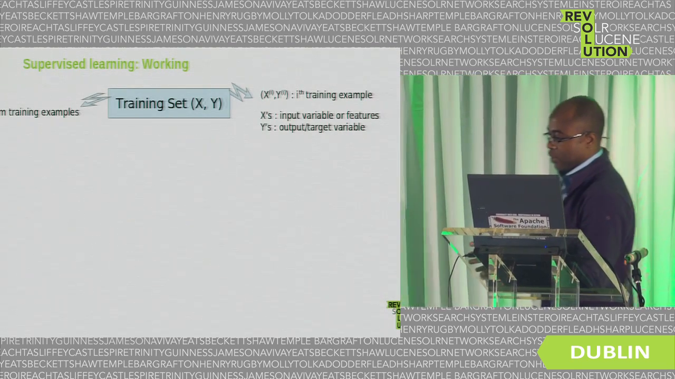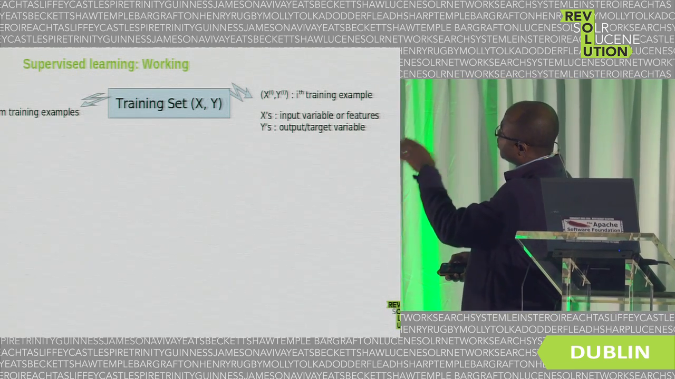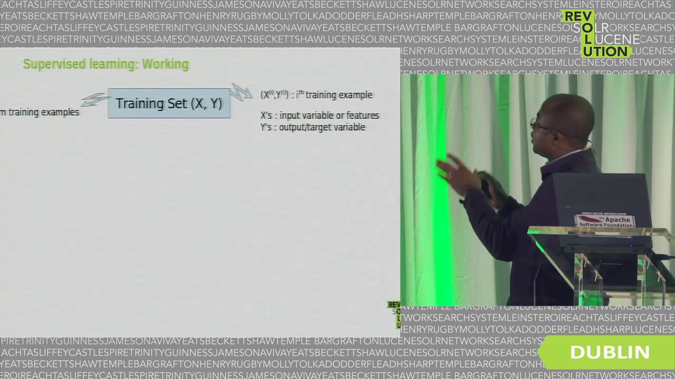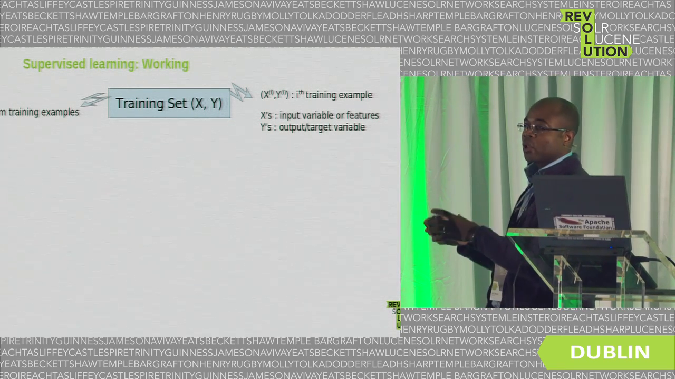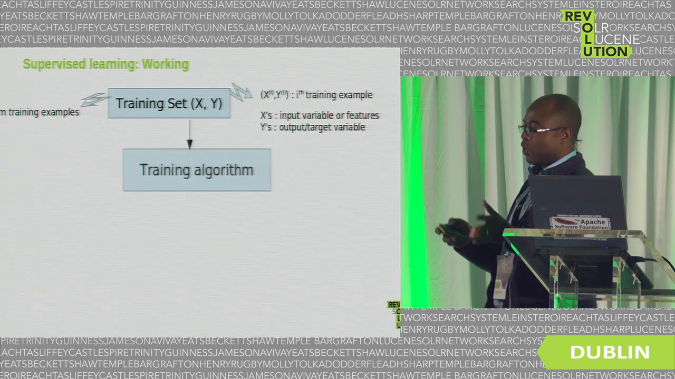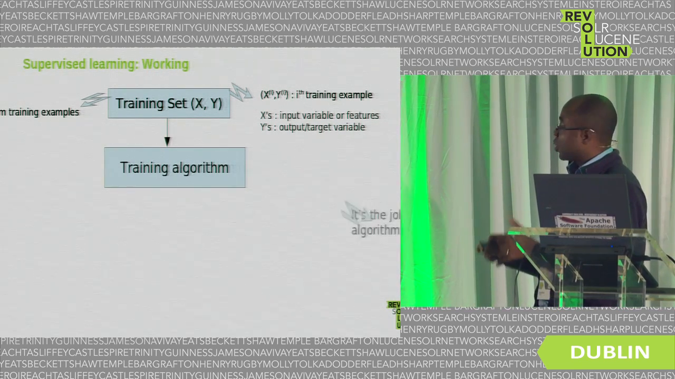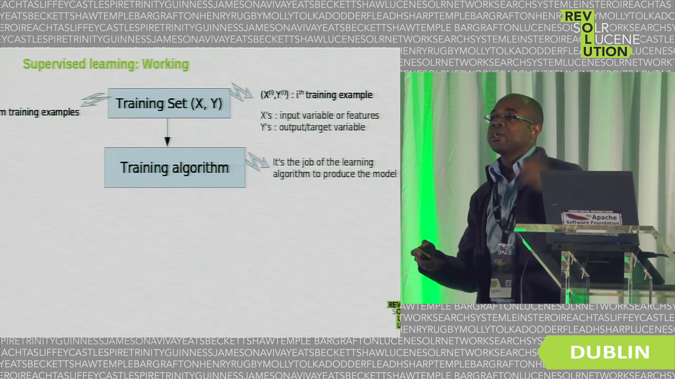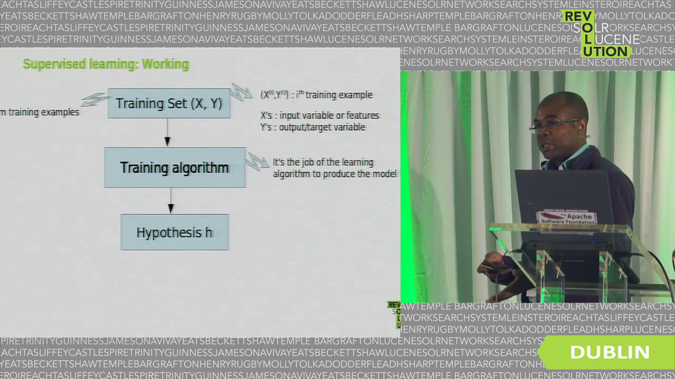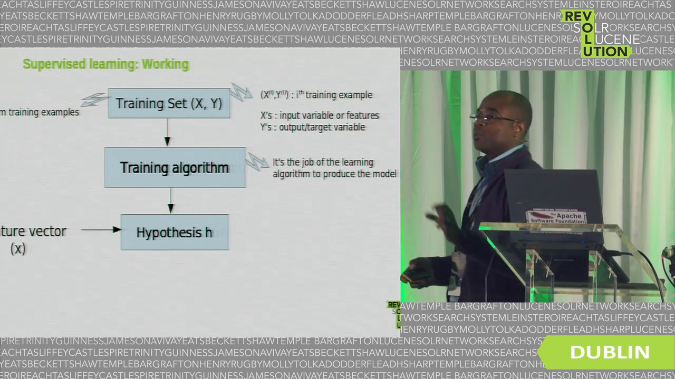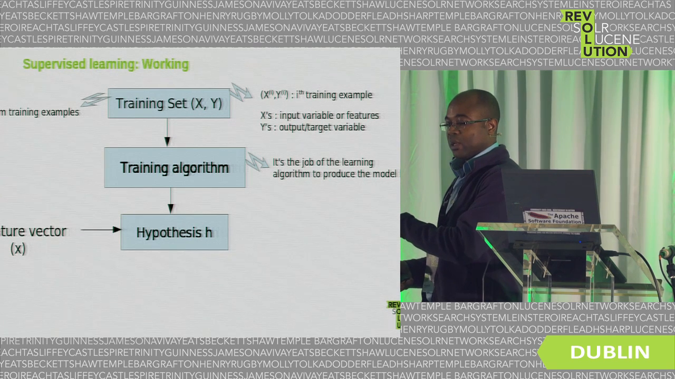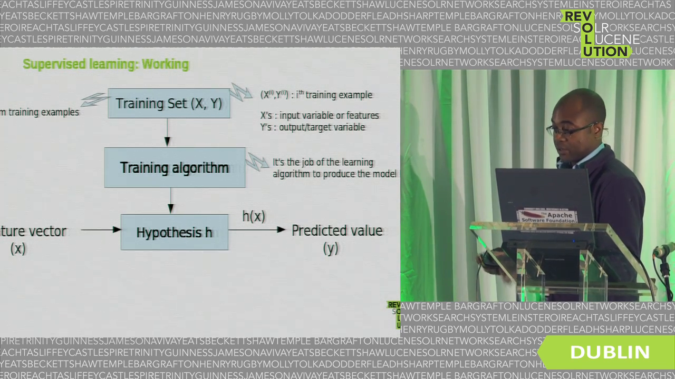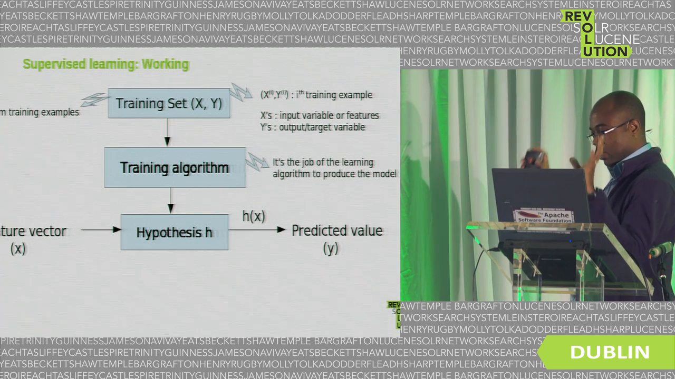So how does this work? You start with a training set of M training examples. (X_i, Y_i) is the ith training example. X is the input variables or features, and Y is the output or target variable. You provide this to your training algorithm, and it is the role of the training algorithm to produce the model you will later use to classify new documents. So it produces the hypothesis. Then later, when you provide an input vector, a feature vector, to the algorithm, it returns a predicted value. And this works for regression and for classification. That is how supervised learning works conceptually.